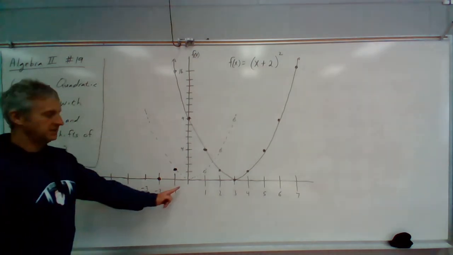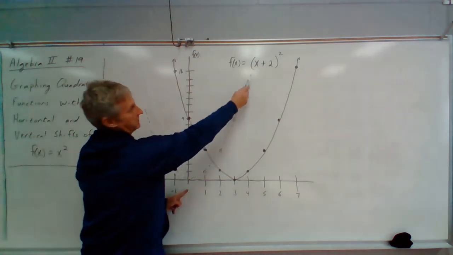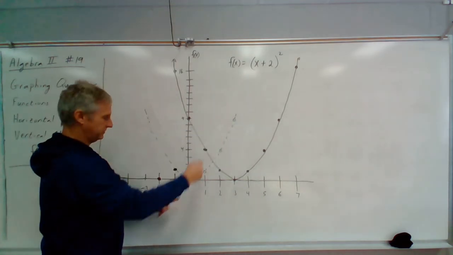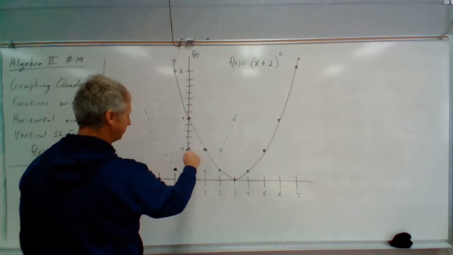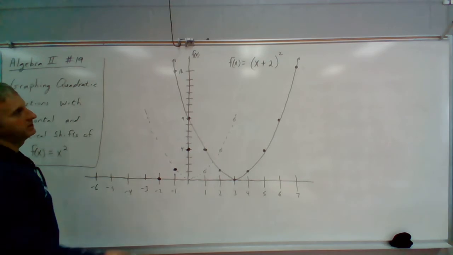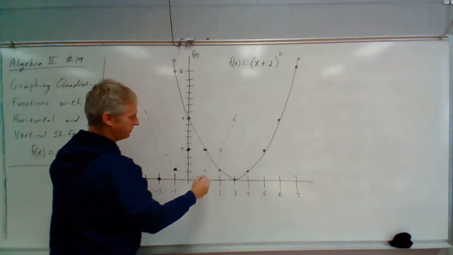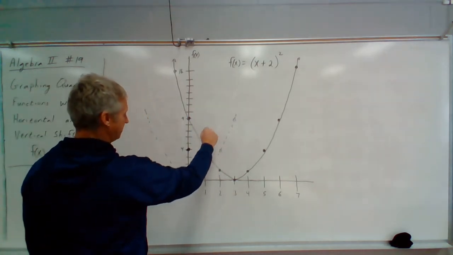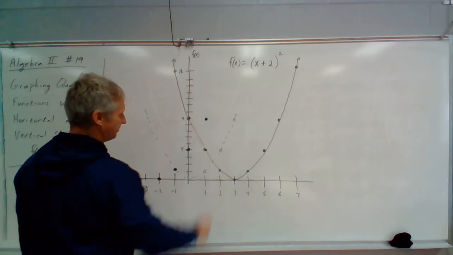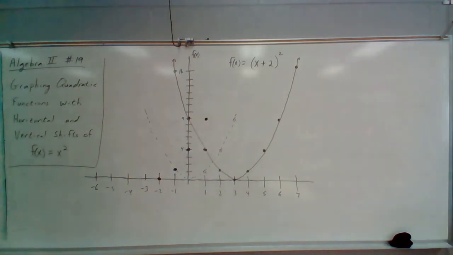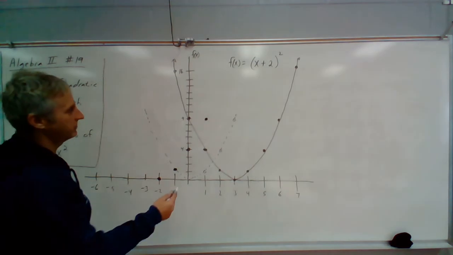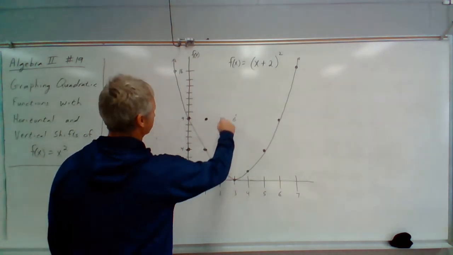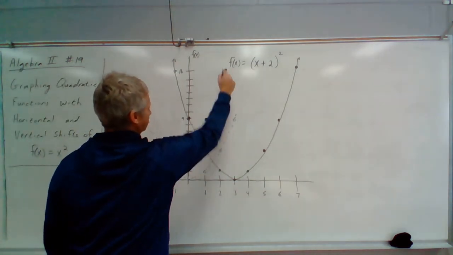Okay, let's plug in 0 to this function. 0 plus 2 is 2. 2 squared is 4. So that. Plug in 1. 1 plus 2 is 3. 3 squared is 9. So I would get that point. Plug in a 2. 2 plus 2 is 4. 4 squared is 16. So if I plug in a 2, I get 16.